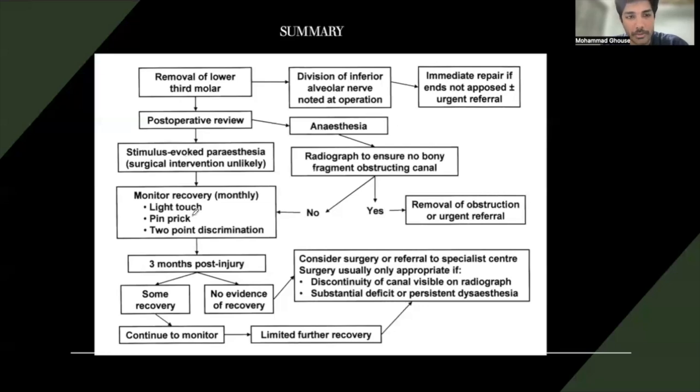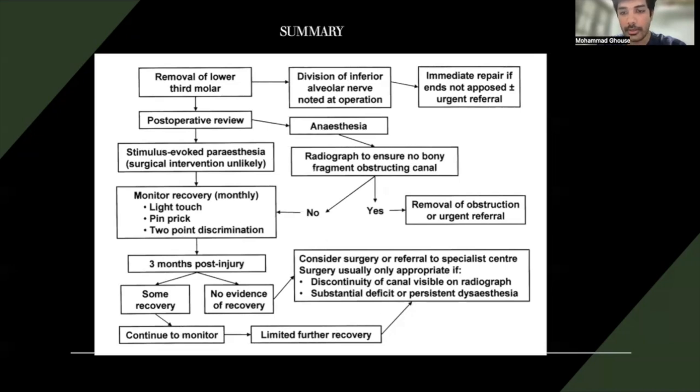So in paresthesia, what we do is we initially monitor the recovery monthly for a minimum of 3 months. This is done by means of mechanoceptive and nociceptive testing, using light touch, pinprick, and two-point discrimination. After 3 months of injury, if there's some sort of recovery, we continue to monitor. But if after 3 months post-injury there's limited further recovery or no evidence of recovery, then we should consider microsurgical repair.